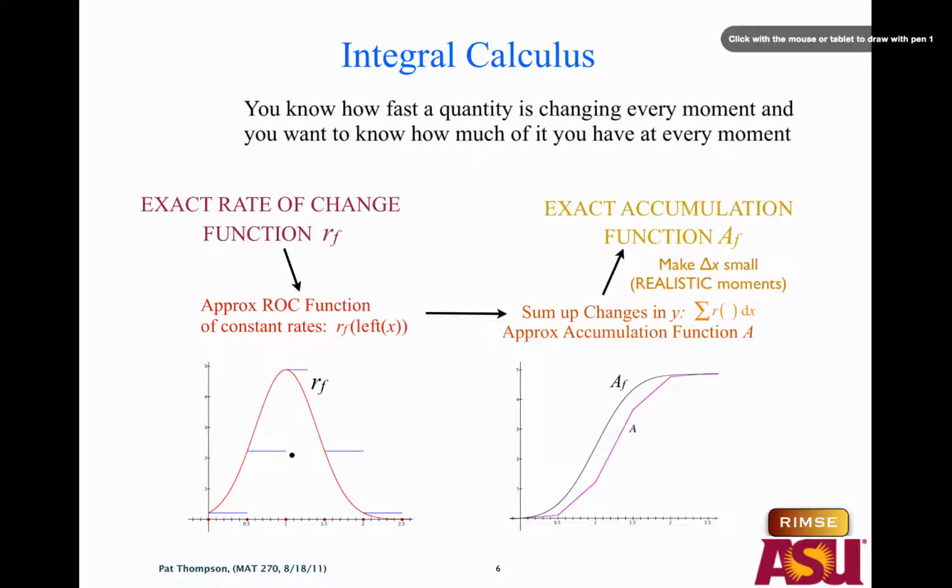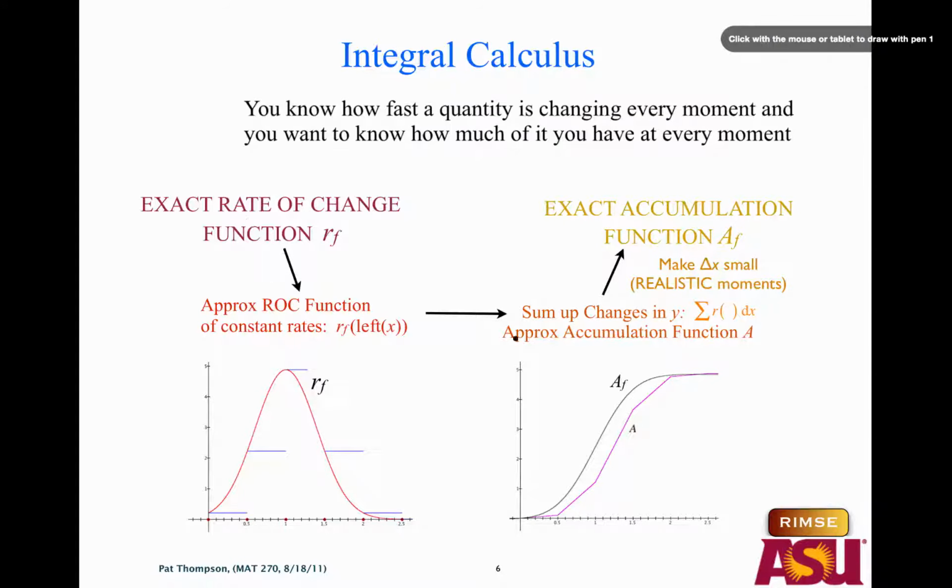It's not a good approximation to the rate function. But for small delta x, we get lots and lots of teeny little constant rates that do a good job representing this. And so if we make delta x really small, we want to make it small enough so that this constant rate function, which I'm showing in blue here, is indistinguishable from the actual rate function. And when you have that, then your approximate accumulation function will be indistinguishable from the actual accumulation function.